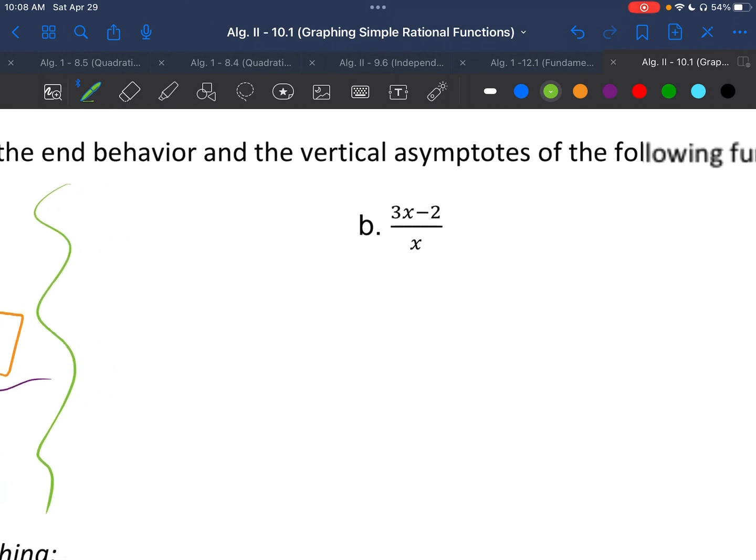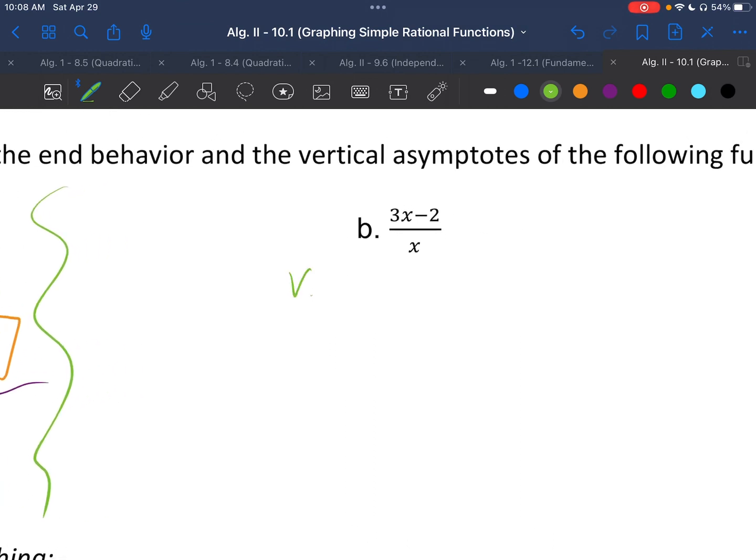On to the next one. There is a vertical asymptote here, and you find it by setting the denominator equals 0. So x equals 0. Well, we already solved that one. Then, in order to find the end behavior asymptotes, you find the degree of the numerator and the degree of the denominator. Degree of the numerator is 1, because x to the power of 1. Degree of the denominator is also 1.